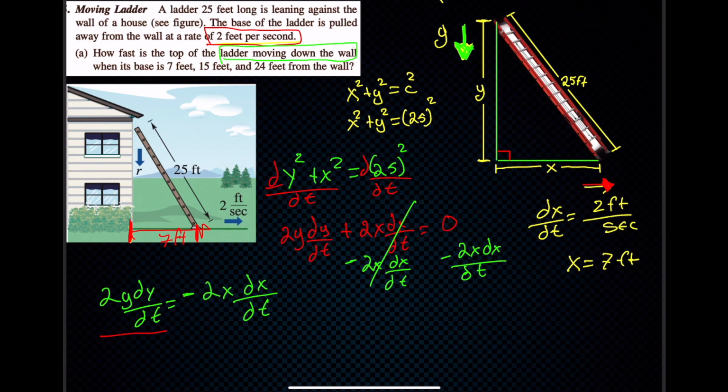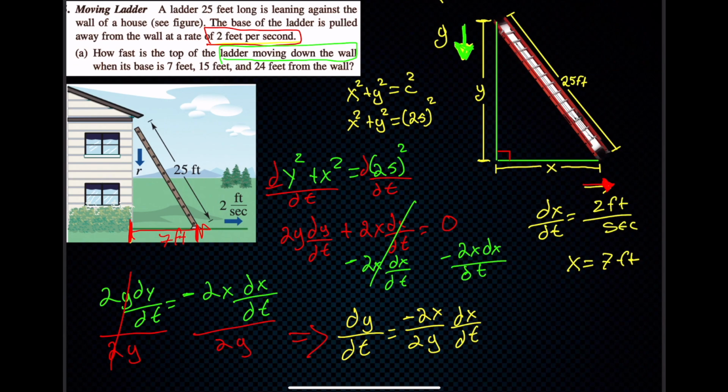I still need to solve for dy/dt, so I need to divide by 2y. Dividing by 2y, this crosses out. Now I'm left with dy/dt equal to negative 2x over 2y, times dx/dt, and that simply crosses out our 2. We're left with simply negative x over y, times dx/dt.